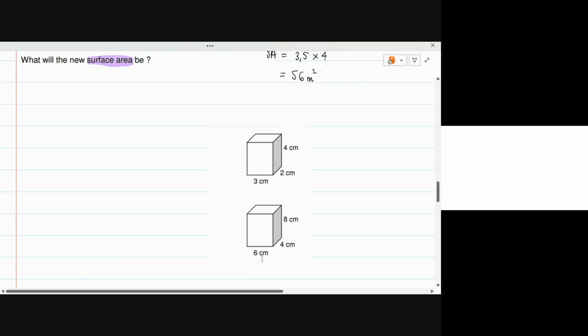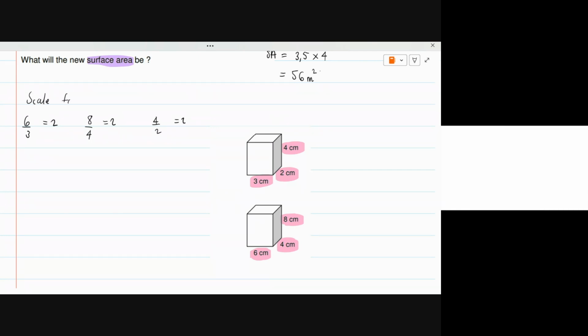Now I know 6 divided by 3 is equal to 2. I also know that 8 divided by 4 is also equal to 2, and 4 divided by 2 is also equal to 2. So it's safe for us to say that the scale factor is 2. Right. But these are 3D shapes.